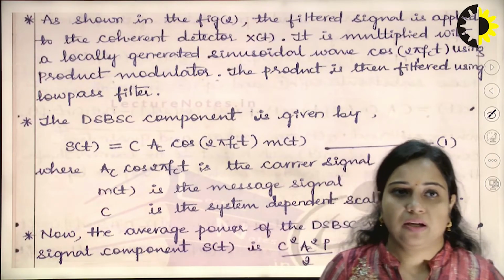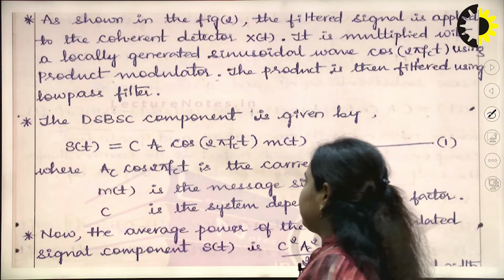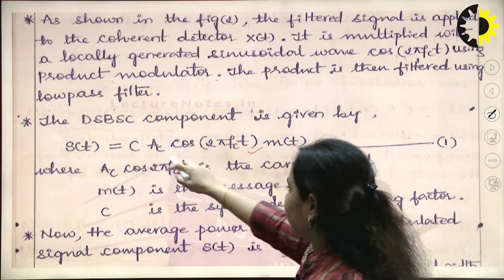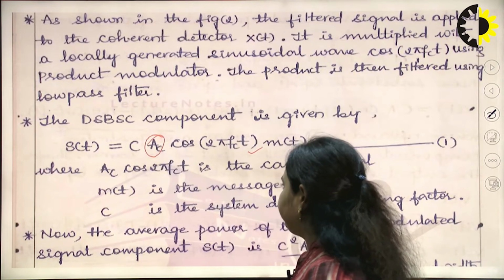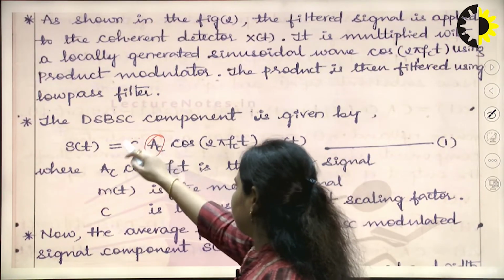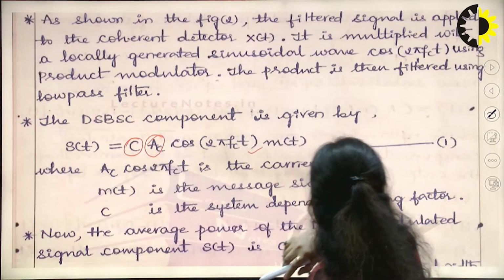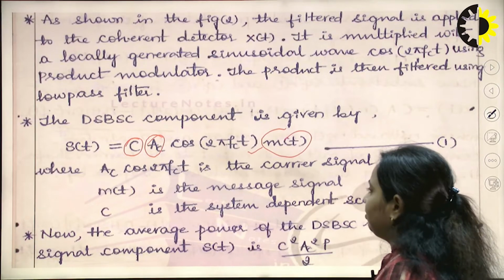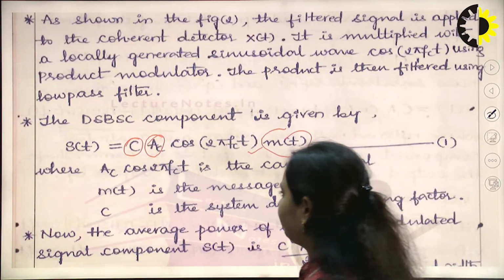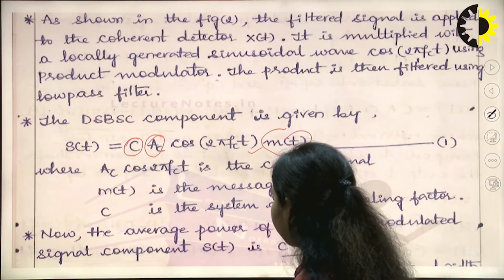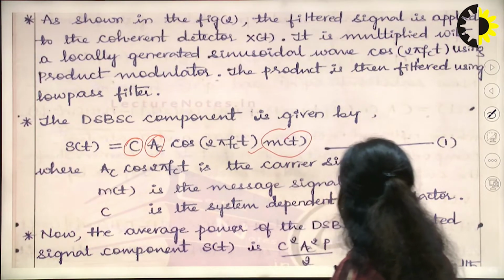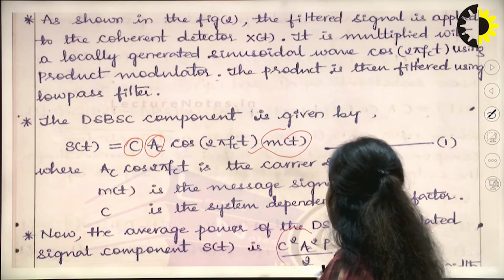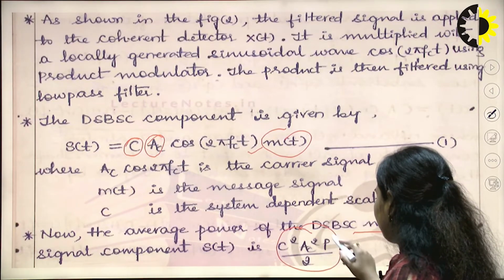The DSB-SC component is given by s(t) = c A_c cos(omega_c t) m(t), where A_c is the amplitude of the carrier signal, c is the system constant, a system dependent scaling factor, and m(t) is the original message signal which we want to modulate, which we want to receive at the receiver side. Now, the average power of the DSB-SC modulated signal component is given by c^2 A_c^2 P / 2. So, what is P?